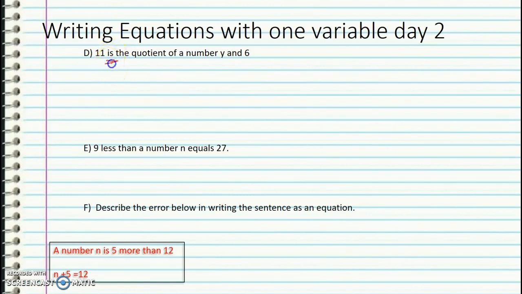So 11 is the quotient of a number y and 6. And if you look in your toolbox, quotient is a word that means division. And then we just write it as we read it. 11 is the quotient of a number y and 6. So we're dividing y and 6.